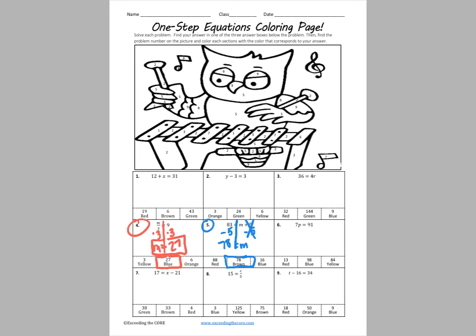Let's do number 3. Number 3 is a multiplication problem. So I'm going to divide by 4 to cancel those out. And then I'm going to go over here and divide by 4. And I'm left with r equals, well, what's 36 divided by 4? Yeah, you get 9. So r equals 9. I'm going to circle that box in. Look at that, we finally get to color something in.